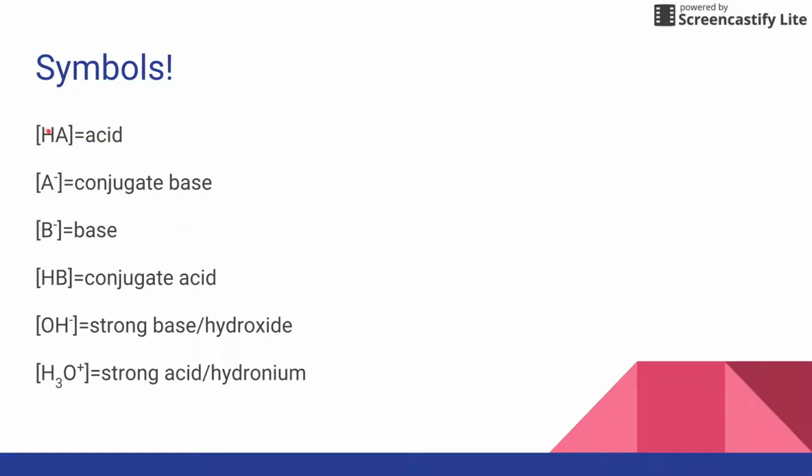So you know it's going to be an acid if it has an H, because the definition of an acid is it's willing to give up a hydrogen / proton to the solution, which creates hydronium. And you know it's a base because it's willing to accept the hydrogen, and that's why there's a minus right here, because it's charged and it's going to accept the positive proton. The strong base is, of course, hydroxide, and the strong acid is, of course, hydronium.